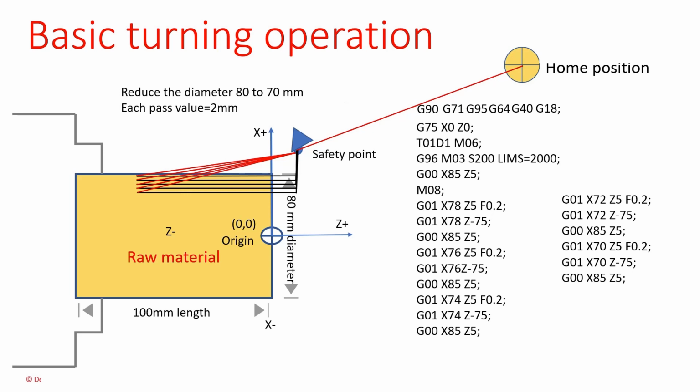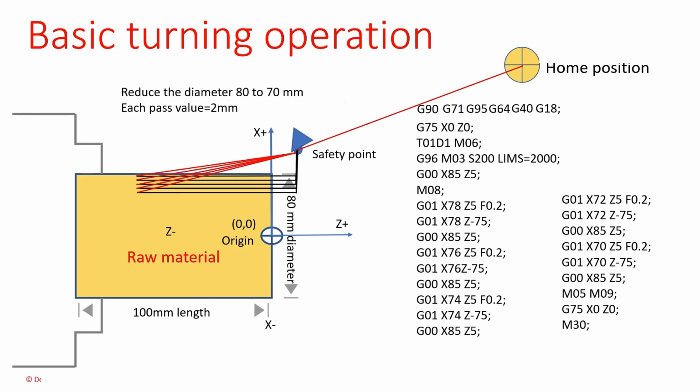G00 X85 Z5. Next, stop the spindle and turn the coolant off: M05, M09. Now the tool is at the safety point. The tool then returns to the home position. For that purpose we use G75 X0 Z0. Next M30. It means the program end and reset.